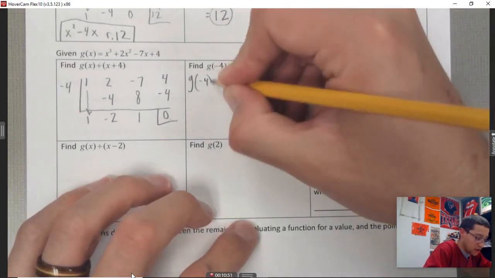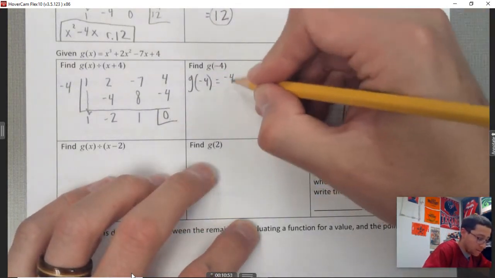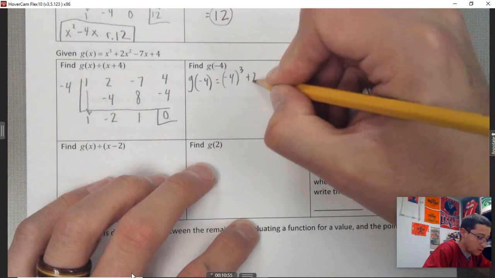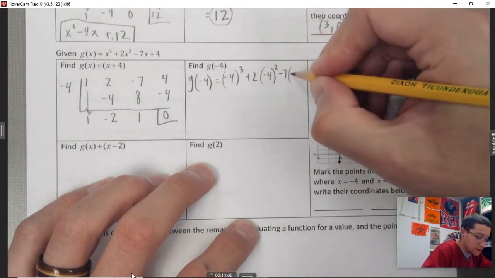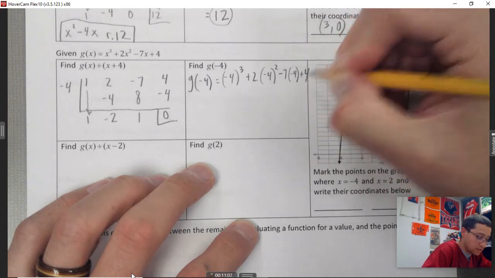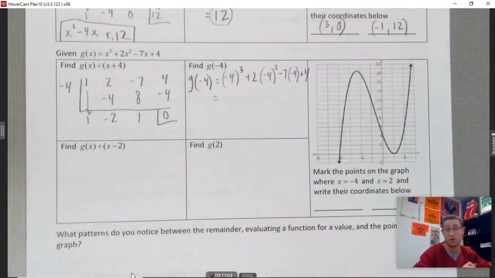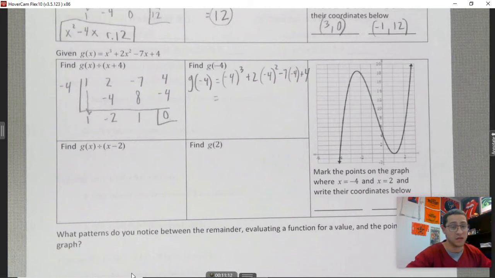We got g of negative 4. Negative 4 to the third power plus 2 times negative 4 to the second minus 7 times negative 4 and then plus 4. So negative 4 cubed. I'm doing negative 4 times negative 4 times negative 4. I should get out a negative. If you put it into your phones, a lot of times people will get out positive and it just gets all messy. So just be careful there.